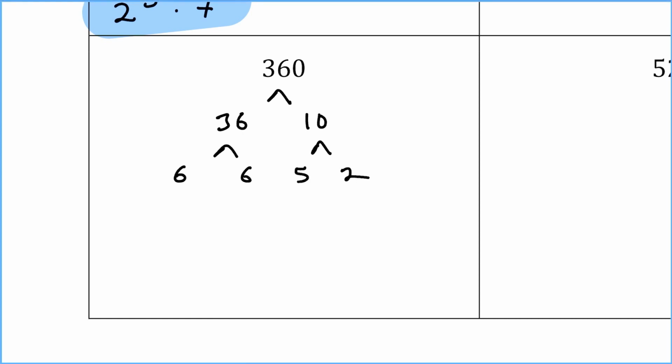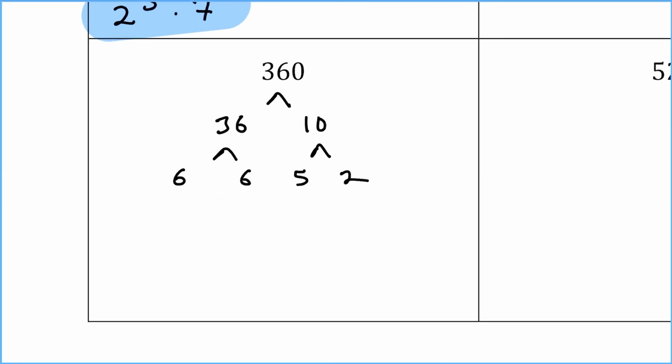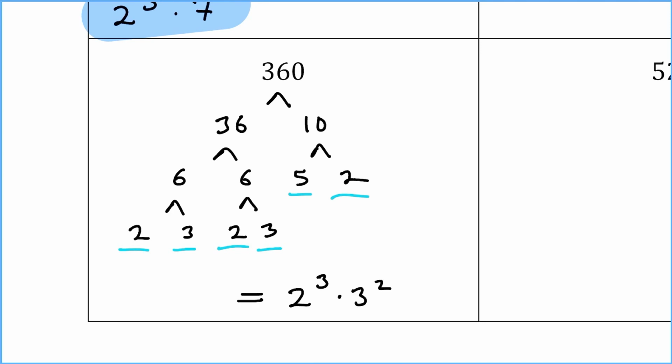Now, it may be tempting to stop here and say, oh, we have two 6s, so we're going to put 6 squared. But 6 is not prime. 6 is still composite. So we need to break down the 6 into 2 and 3 and 2 and 3. Now, careful with the ends of the branches. The ends of the branches here are these primes. We got three 2s, two 3s, and a 5. You should only be ending with prime numbers, right? So the prime factorization of 360 is 2 to the third power times 3 to the second power times 5.